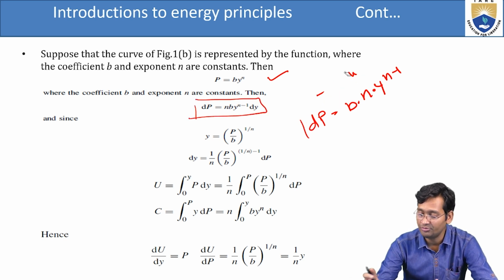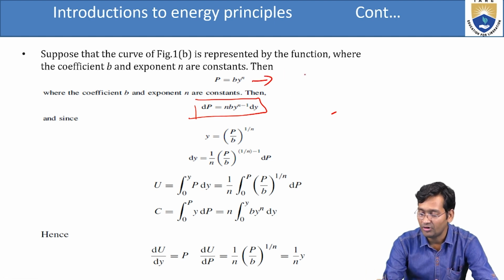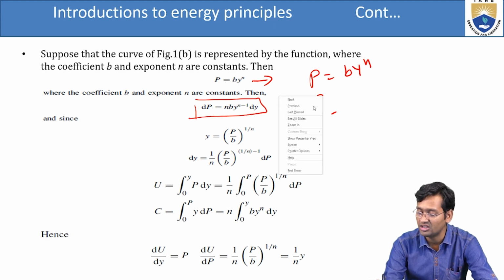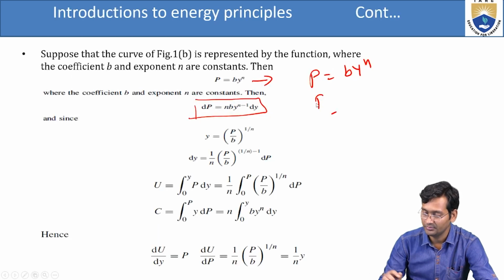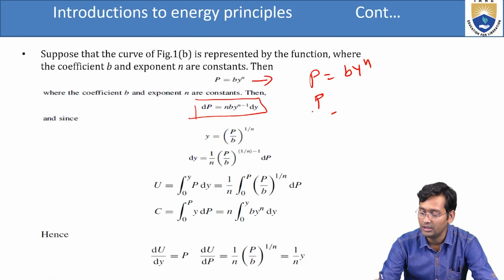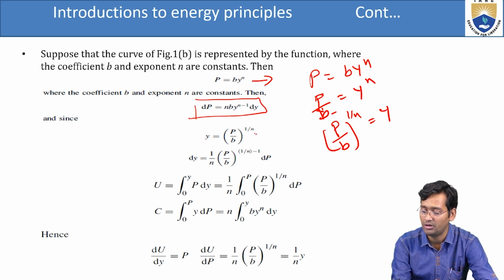Now from here again, what is it? P equals b y to the power n. So what can we write this as? We can write p by b equals y to the power n. So from here, (p by b) to the power 1 by n equals y. Let's see, y equals (p by b) to the power 1 by n.